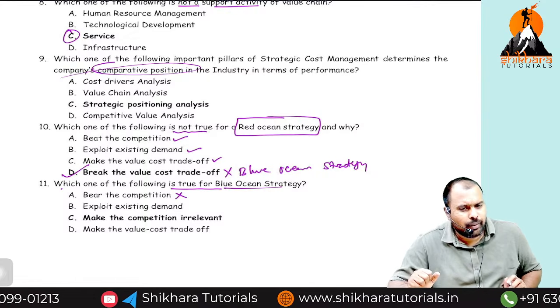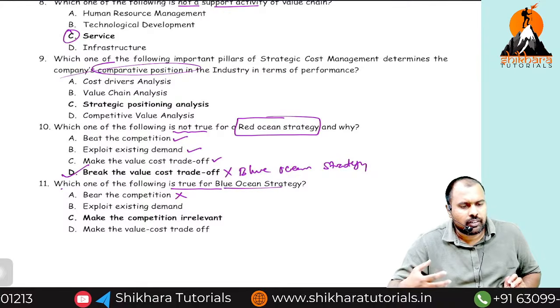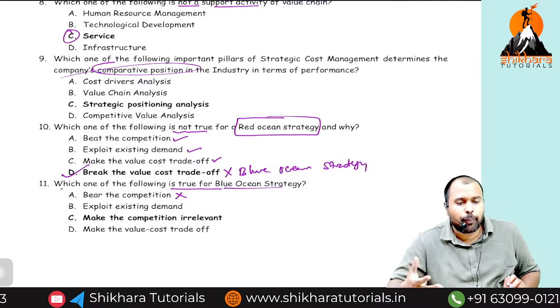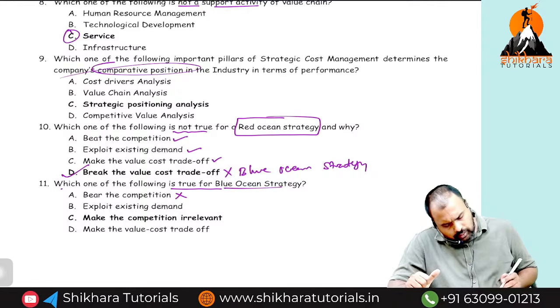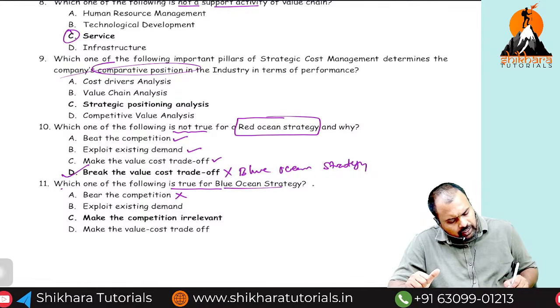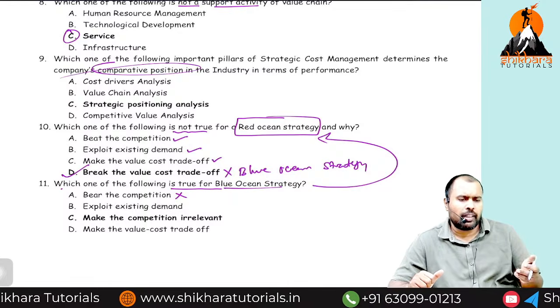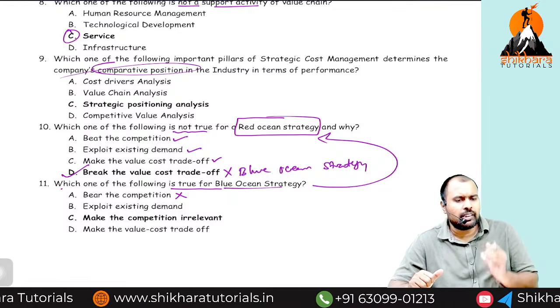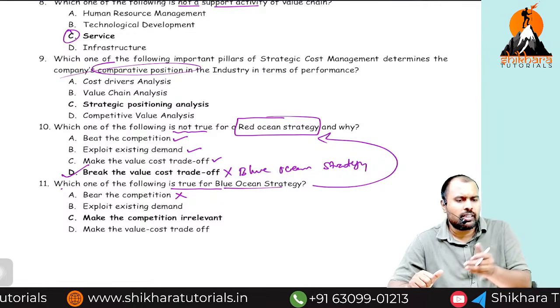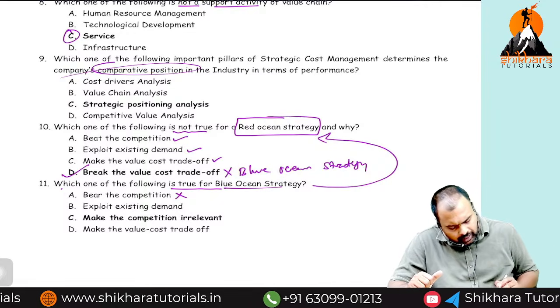No, you don't need to bear the competition under blue ocean strategy, because right away you are coming with a new product. So there is no competitor for you. Slowly the blue ocean strategy will become red ocean over a period of time. But whenever it is a blue ocean, it means that you are the only one in the market selling that kind of product. So you don't need to bear any competition.